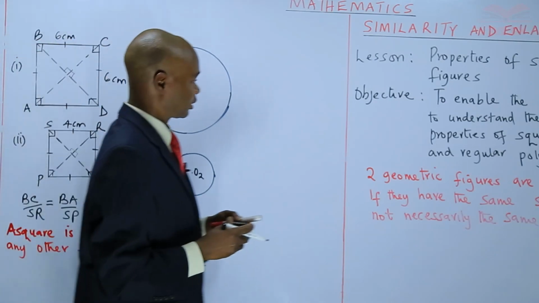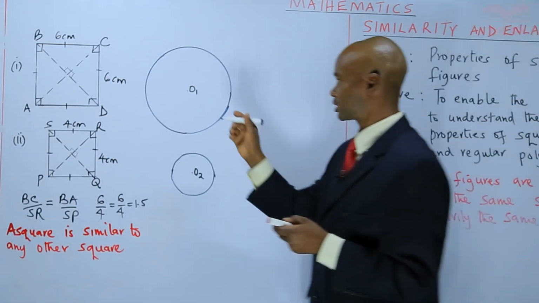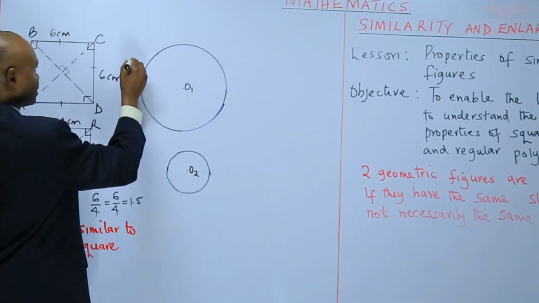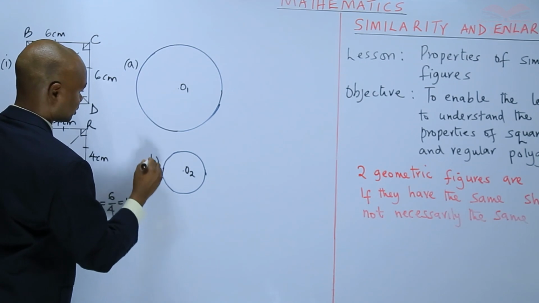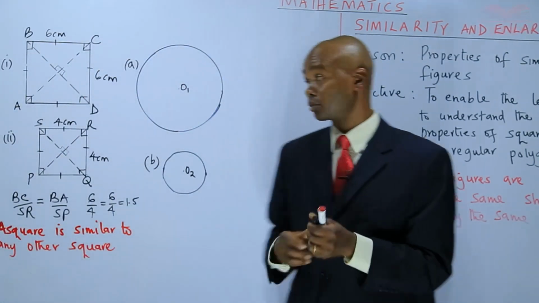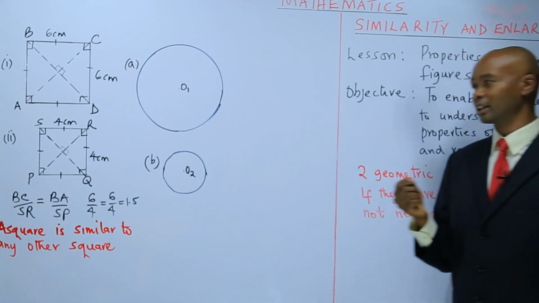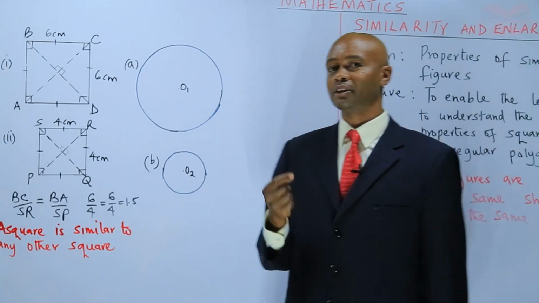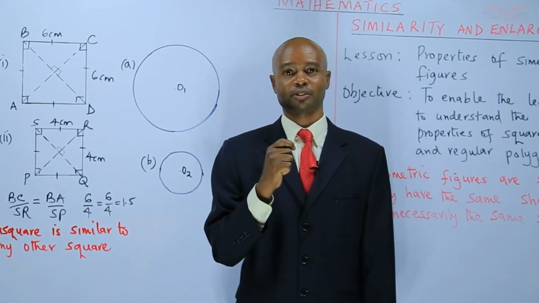So if you look on the board, we have two circles. I can call this circle A, and that is circle B. So as I said, our description for similarity still goes here. Two geometrical figures are said to be similar if they have the same shape, but not necessarily the same size.